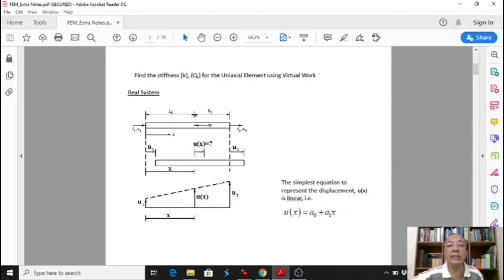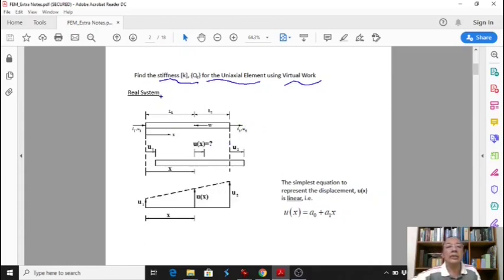This is the length from W to the end of this bar, so this is L1, and the length from W to the other end is L2. So we need to learn the basics first before we find the stiffness K and QF for a uniaxial element. We are going to use the virtual work method later.